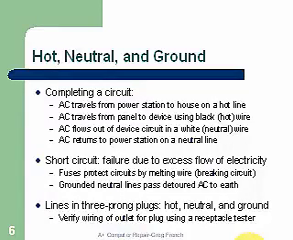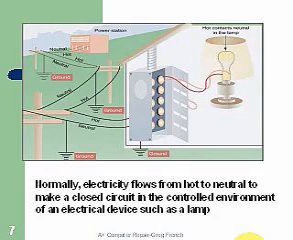The lines in 3-prong plugs are hot, neutral, and ground. We can verify voltages and the wiring of outlets using some kind of receptacle tester. We'll show you an example of that. Normally, electricity flows from the hot to the neutral, making a closed circuit in the controlled environment of an electrical device such as a lamp. Inside the lamp, we've got a light bulb with 2 wires connected to it, a hot wire and a neutral. The voltage flows across the element in the light, giving you light.